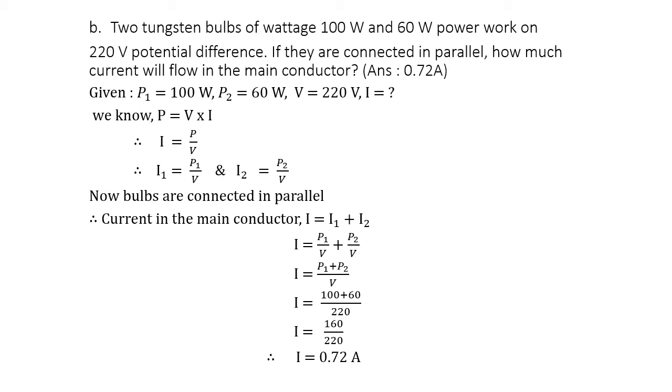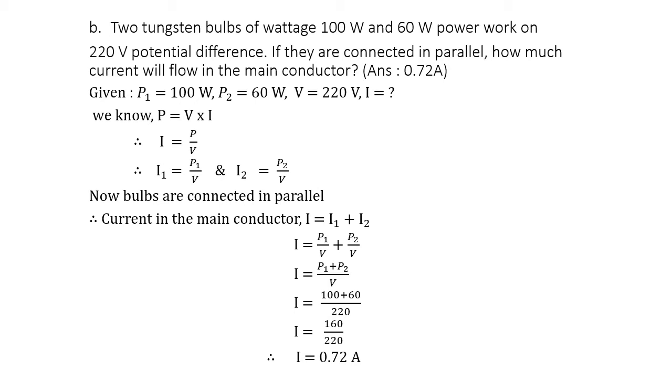Therefore I is equal to, substituting the values, I1 is nothing but P1 upon V, and I2 is nothing but P2 upon V. Again their denominators are the same, therefore (P1 plus P2) upon V. Now P1 is given as 100 watt, so it is 100. P2 is given as 60, so 100 plus 60, and the potential difference is 220, therefore divided by 220. So 100 plus 60, that is 160 divided by 220. You can see the zeros get cancelled. Then you can carry out the division.